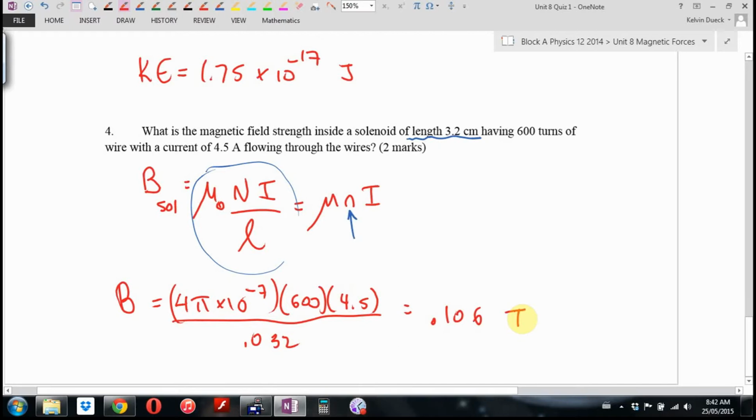Want a stronger magnetic field? Either bump up the current or wrap more coils of wire around it. Or make the solenoid shorter.